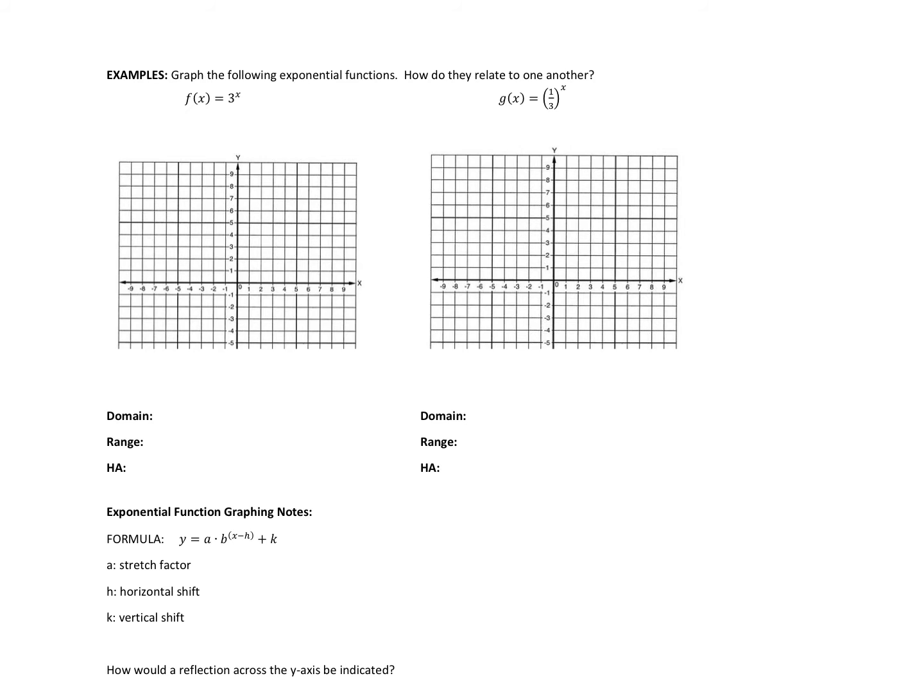Okay, so let's take a look at two different functions here. We've got f of x equals 3 to the x, and g of x equals 1/3 to the x. So in this particular case, our base b is greater than 1, so we know it's going to be increasing. It's going to go through the point 0, 1, because 3 to the 0 is 1, and 3 to the first is going to give me 3. We also know that this horizontal line, the x-axis, is our asymptote, so we won't go below that.